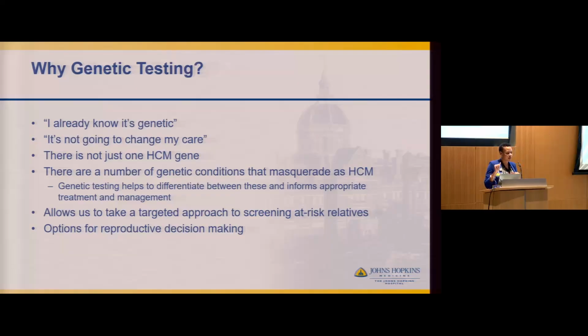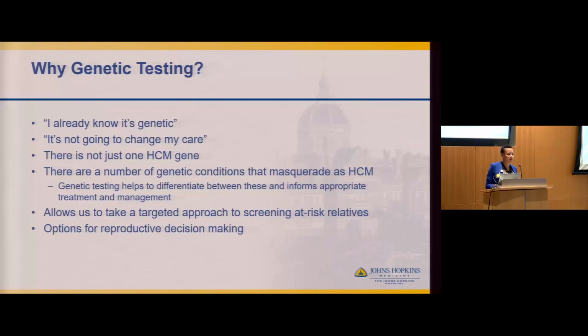And so, as Dr. Madraza was saying earlier, there's no one diagnostic test. The genetic testing is one piece of the puzzle to help compare what they're seeing clinically versus what's coming up on genetic testing, to determine what we can expect here. It also allows us to take a targeted approach to screening at-risk relatives. So if there is a mutation identified in the family, we do what is called cascade testing.